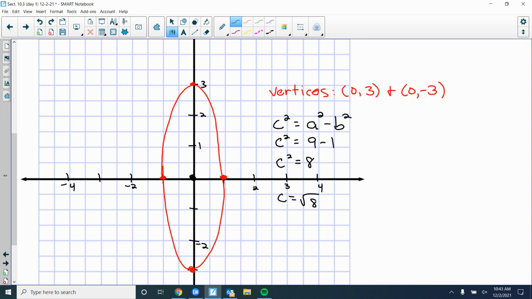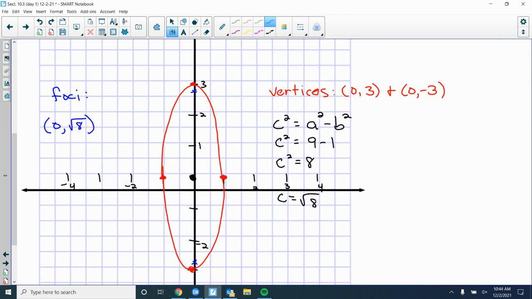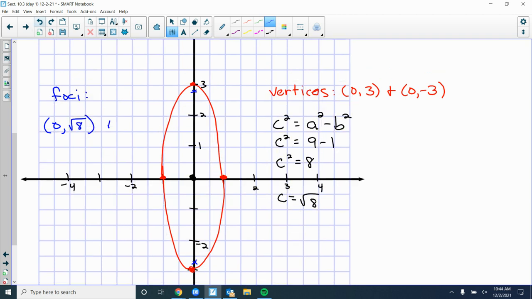Brandon has 2.8. So at 2.8, I'm going to put a little X or a little dot there to show that that's where the foci are. What are the coordinates of that? Well, all you got to do for this case, you're going up from 0. It would be 0, positive square root of 8, and 0, negative square root of 8. So that would be your 2 foci.